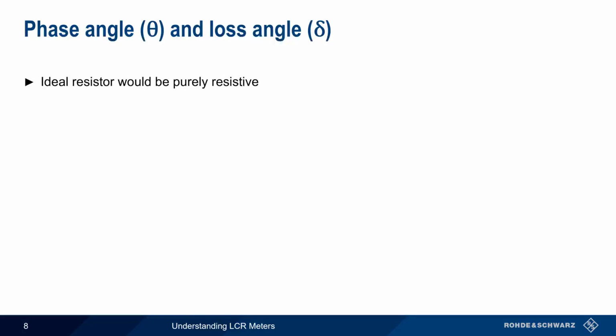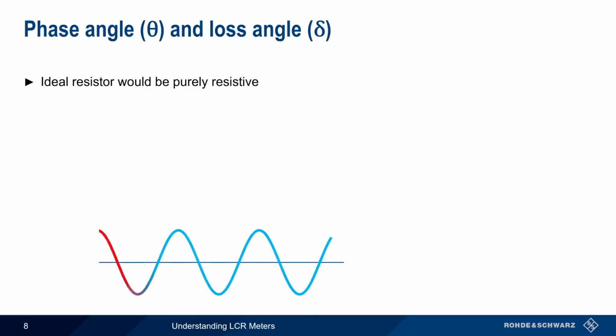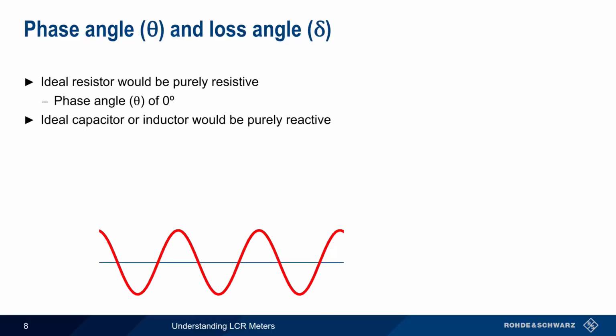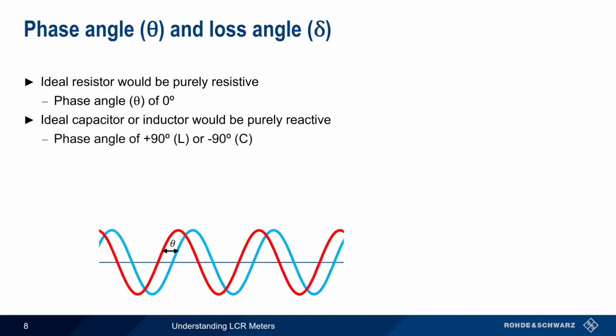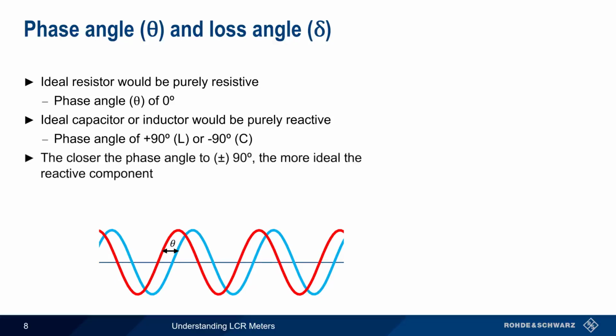Recall that an ideal resistor would be purely resistive. In this case, the voltage and current would be in phase, so the phase angle, theta, between them would be 0 degrees. An ideal capacitor, or inductor, would be purely reactive, with a phase angle of plus 90 degrees for an ideal inductor, or minus 90 degrees for an ideal capacitor. In real-world devices, the closer the phase angle is to 90 degrees, the more ideally reactive it is.